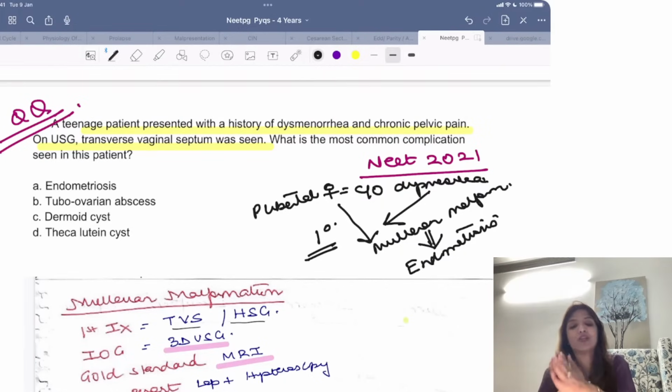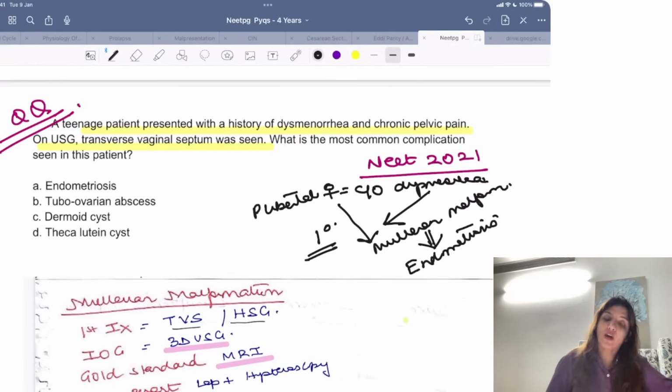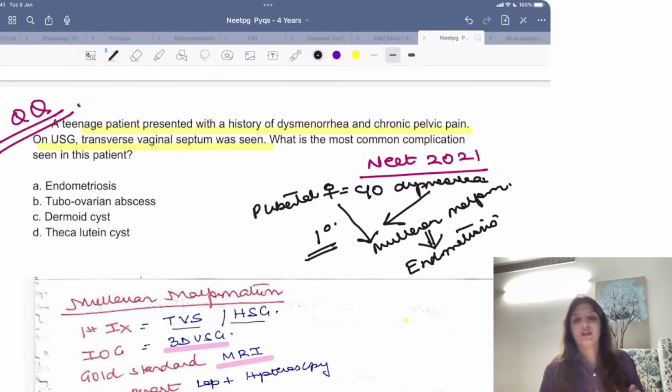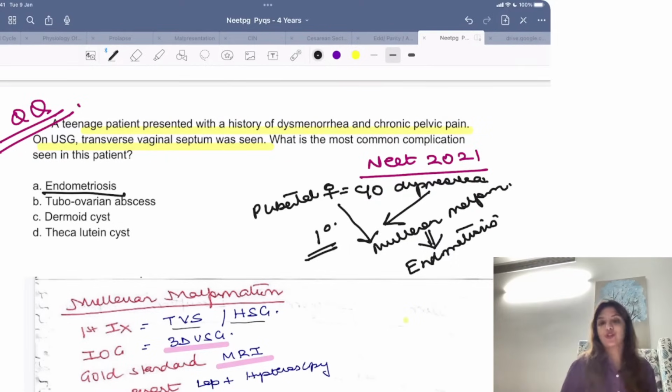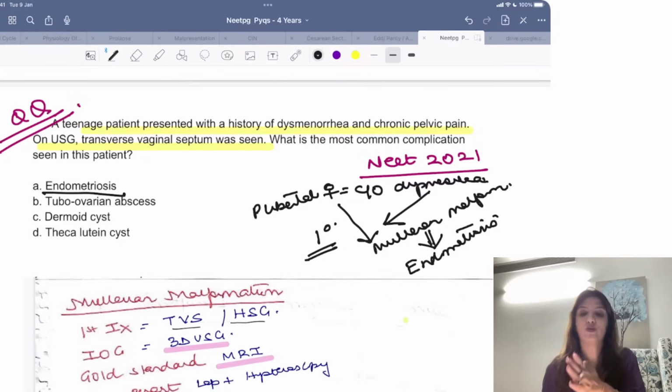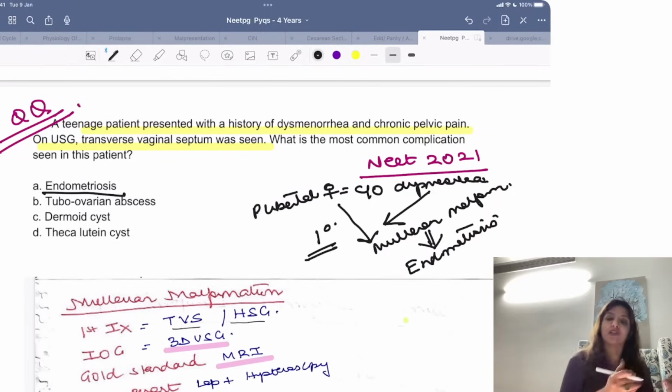Instead of asking the question like this, they have asked it the other way around. They have said Mullerian malformation is present, dysmenorrhea is present in a pubertal female. What is the complication which you have to rule out? Endometriosis. So always in my lectures, I make you write one line that if in any pubertal female you are getting endometriosis, rule out Mullerian malformations. So this is the other way around.